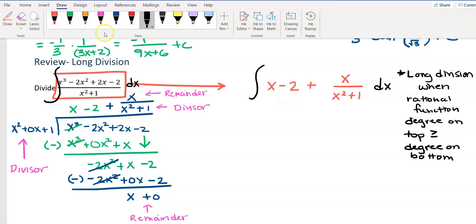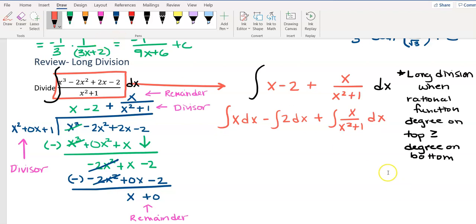And so what we're going to do is we're going to break this up into separate integrals. So I'll do maybe integral of x dx minus the integral of 2 dx plus the integral of x over x squared plus 1 dx. And now I can take the integral of each of these separately. Notice this third integral, however, we are going to need to still use u substitution to help us get through some of the nitty-gritty there.